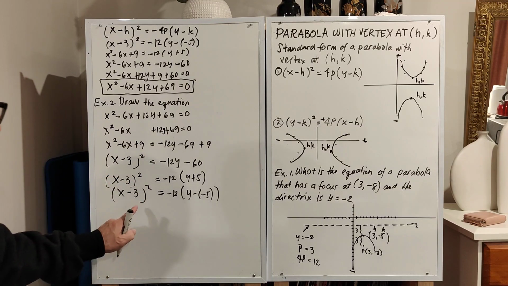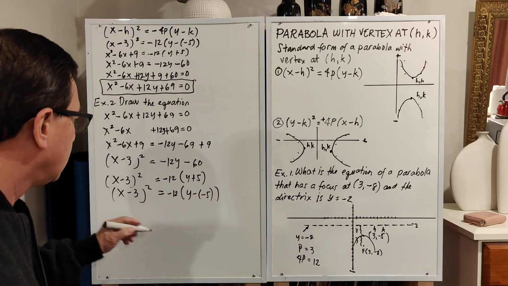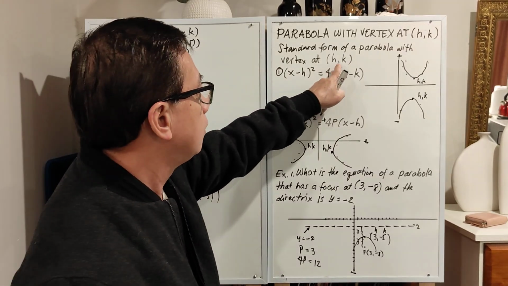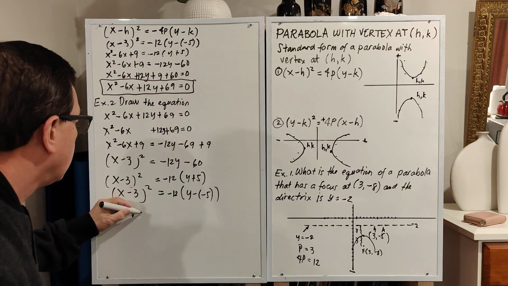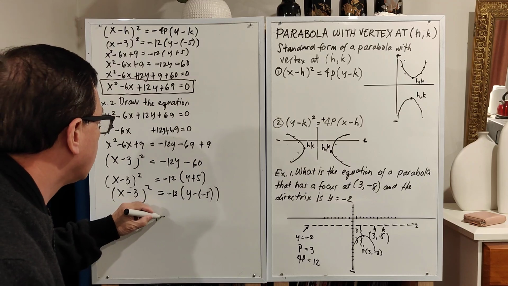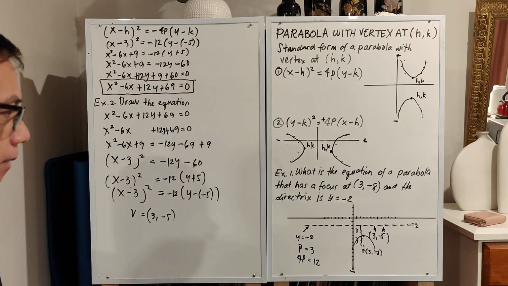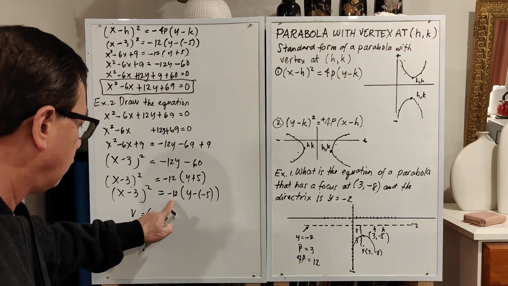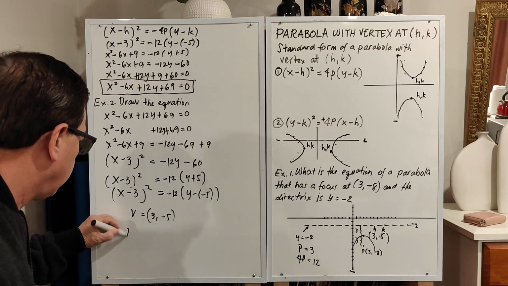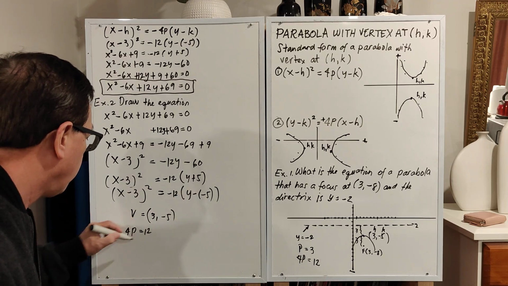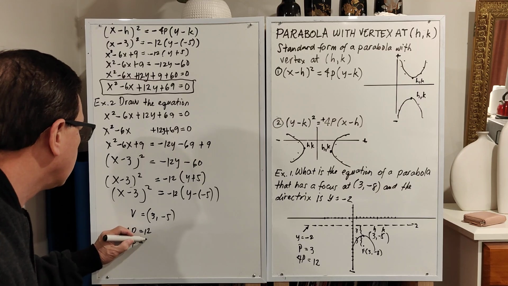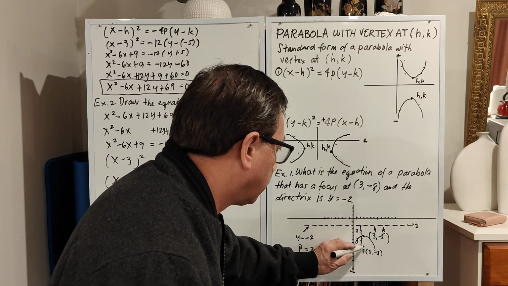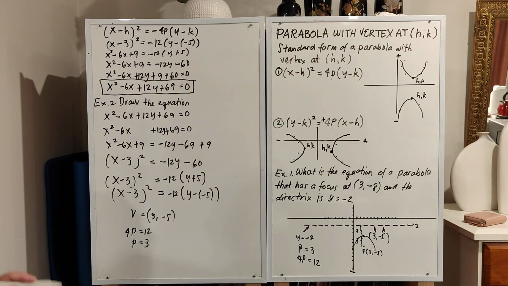So your h, this is your h, this is your k. So your vertex will be 3 and negative 5. And your p will be, 4p is equal to 12, so your p is equal to 3. So you have a distance of 3 for your directrix and for your focus. That's it.